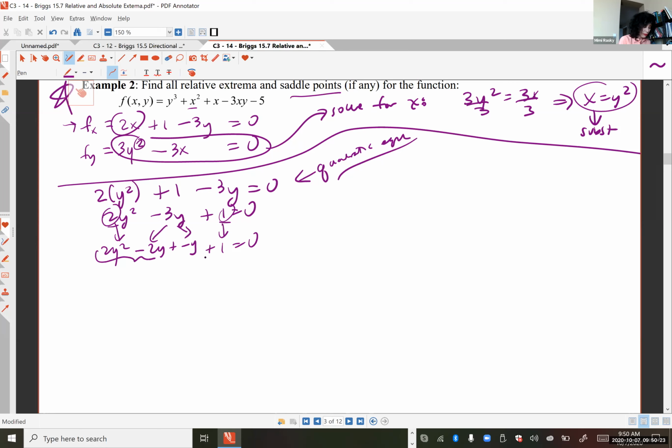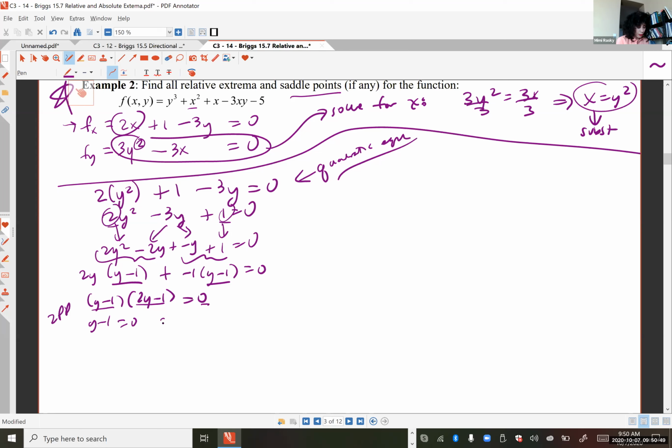And then I factor by grouping, pulling out a common factor of 2y here, and here I'll pull out a common factor of -1, that's the smarter choice. And then notice that y minus 1 is common to both terms, and then boom, I have it factored, and now I apply the ZPP, also known as the zero product principle, to finish solving. The ZPP says if something times something equals 0, one or both of those factors is going to be equal to 0. So I get 2 answers here.